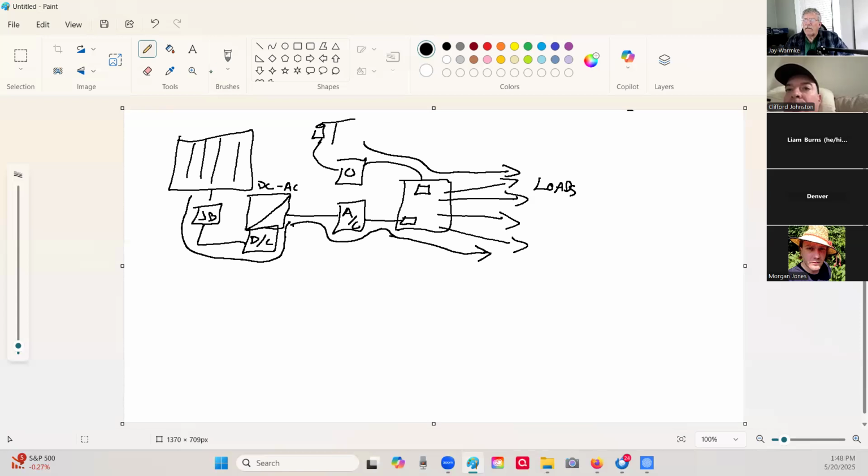So then what happens if the array is generating more power than you need? Well, under that scenario, I better get back to the pencil. It's going to flow and it's going to service the loads, but there's more power than what I need. So it's going to flow back through the meter and it's going to go to the grid. So if I'm generating more power than I need from my array, whatever's left goes to the grid.